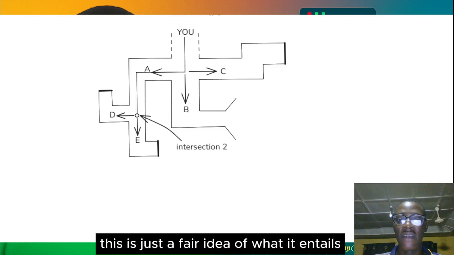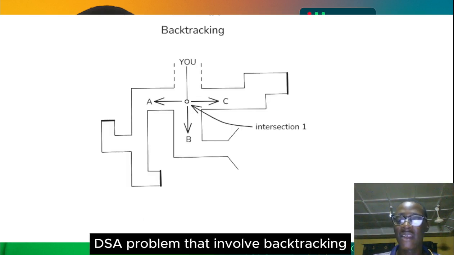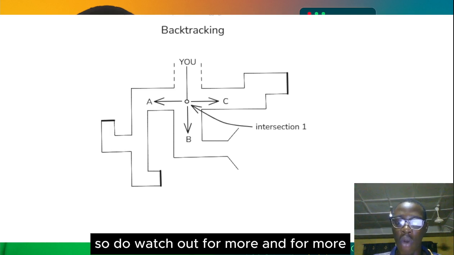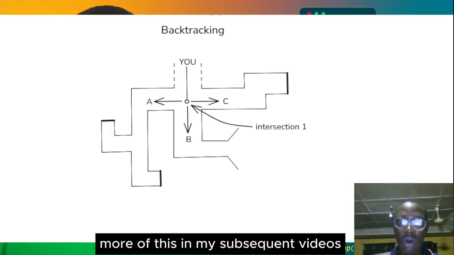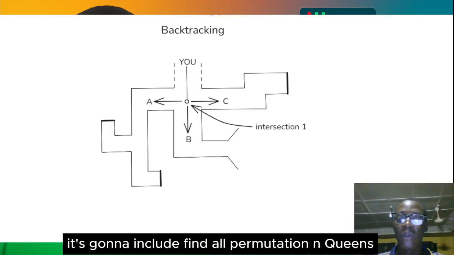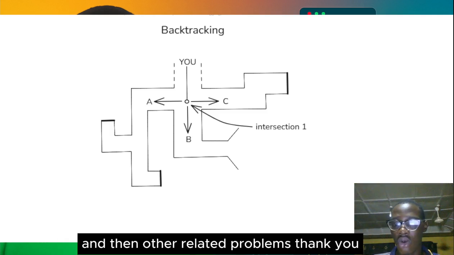This is just an overview of what it entails, and we are going to be considering real-time DSA problems that involve backtracking problem solving techniques. So do watch out for more of this in my subsequent videos. The problems are going to include find all permutations, N-Queens, find all subsets, combination sum, and other related problems.